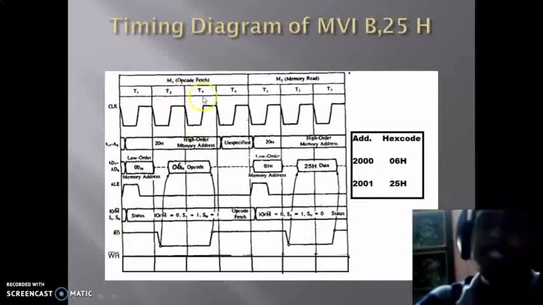Now we will consider the T2 and T3 T states. For these two T states the higher order address will remain the same, but the multiplexed lower order address data bus now behaves like a data bus, as ALE is low here. So now the data 06 will be placed here, and at that time the read operation is going on as data is placed onto the data bus. So the read signal will be low, active low. No write operation is going on, so that will remain high.